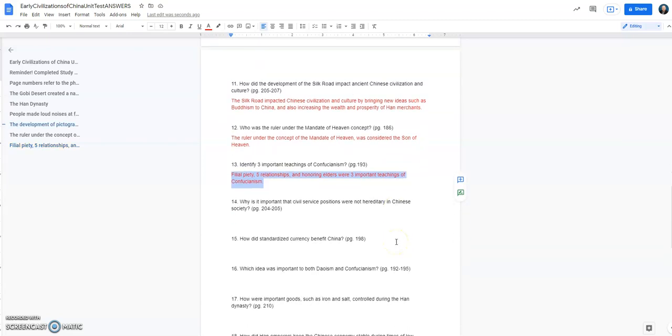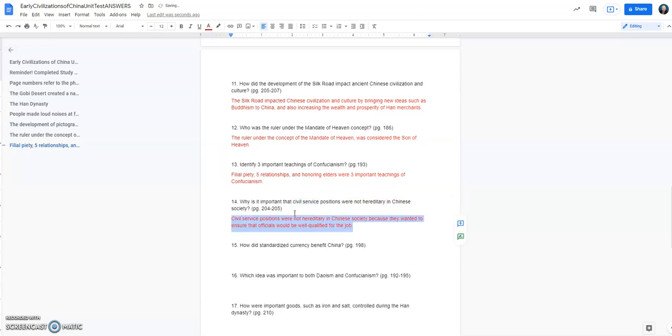Question 14. Why is it important that civil service positions were not hereditary in Chinese society? So a civil service position is like a government job. And basically they wanted to have the best people get those jobs, right? And if it's hereditary, that just means my dad had the job and now I'm his son, so I get the job, and then my son will get the job, which doesn't really get the best people, right? You want to have the best people in those jobs.